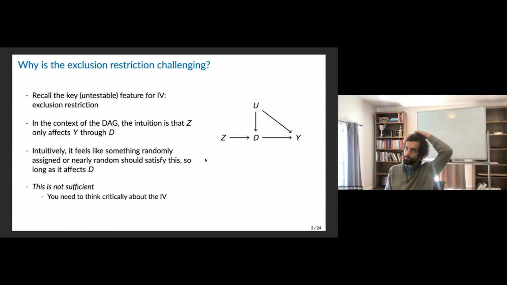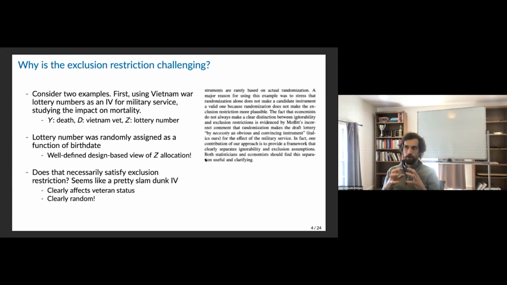I want you to think about two examples that I'm hoping will get you to think about this, and every time you see an IV now, this should be the way that you think about what's going on. So basically, consider two examples. The first is this classic example that's used in a lot of the Imbens and Angrist examples that comes from Angrist's empirical work, where he was thinking about using Vietnam War lottery numbers.